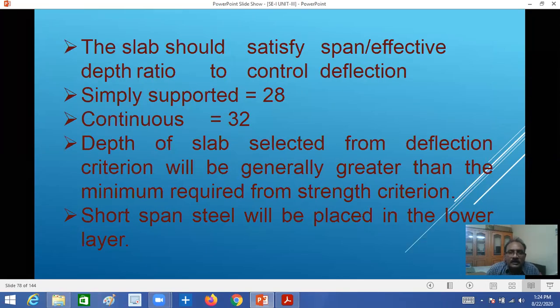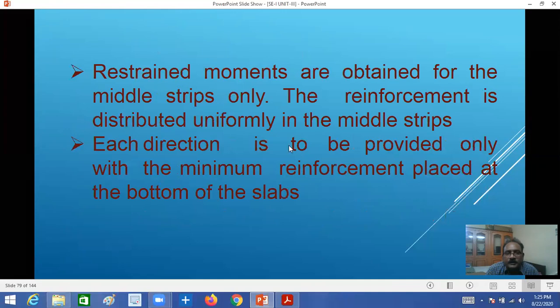Thickness is also important for deflection. For simply supported beams, you have to consider the deflection ratio as 28, and 32 for continuous, as per IS 456. The depth of slab selected from the deflection criterion will generally be greater than the minimum required from the strength criterion. So deflection is always critical, and the thickness will be more. Shorter span steel will be placed at the lower layer, as shown in the previous figure.